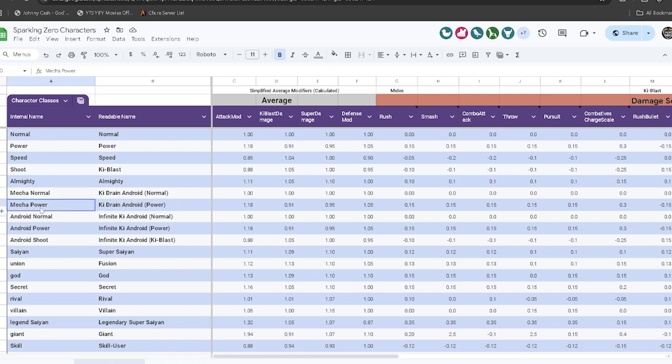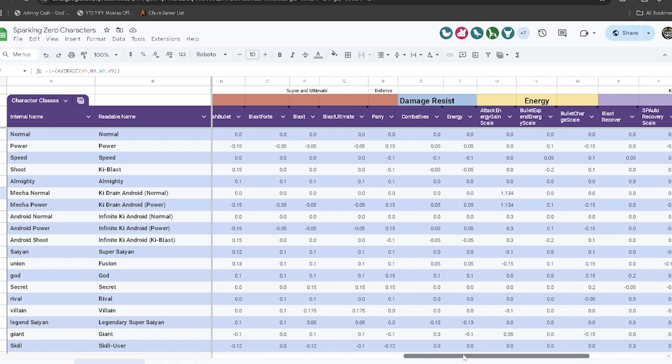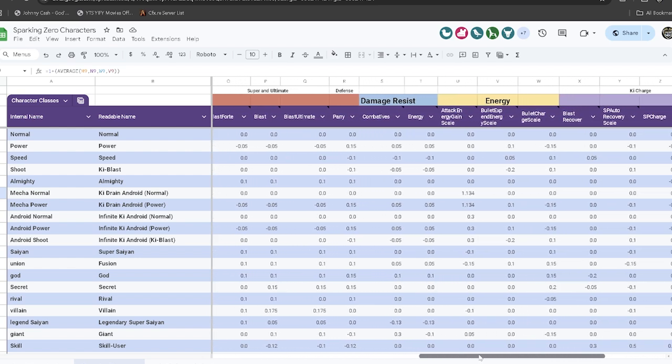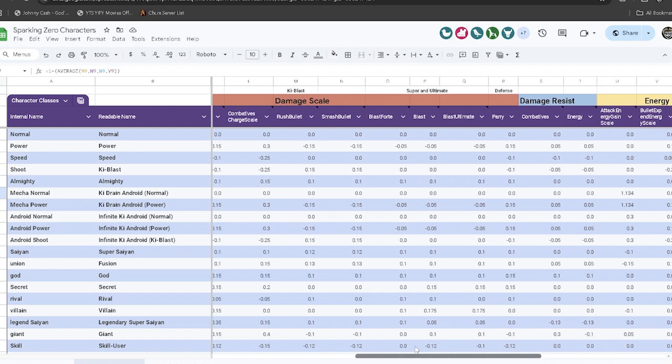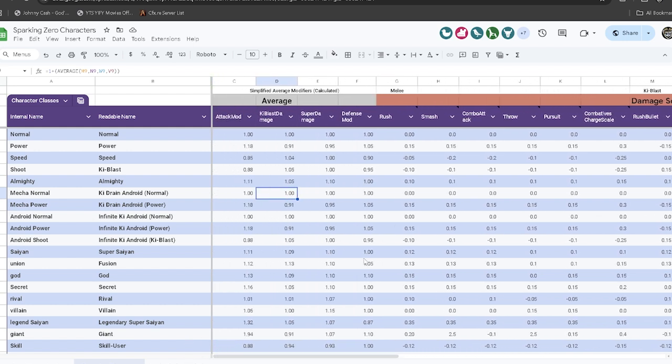Then the Mecha Normal and Mecha Power. So I think Mecha Normal is Jiro, and this is Android 19. Those are the only characters that go with this. So these are key drain androids, and Normal and Power. And maybe there'll be future ones, and they'll use these classifications. But yeah, this is literally all the data from these classifications. I don't know all of the data. I know most of the data.